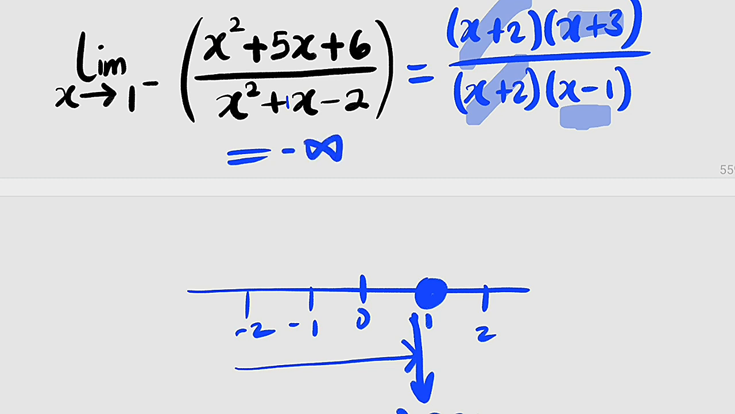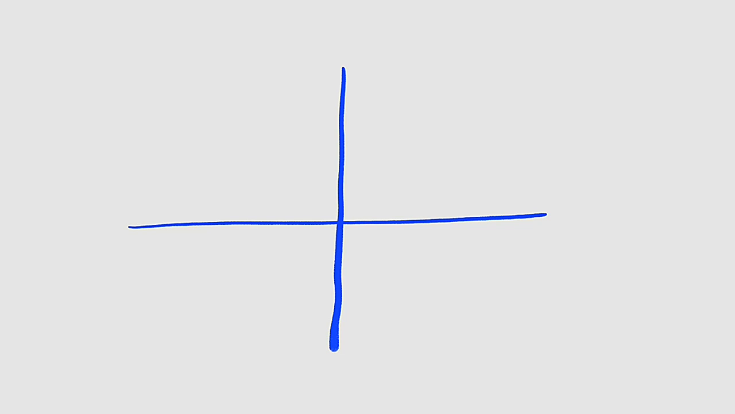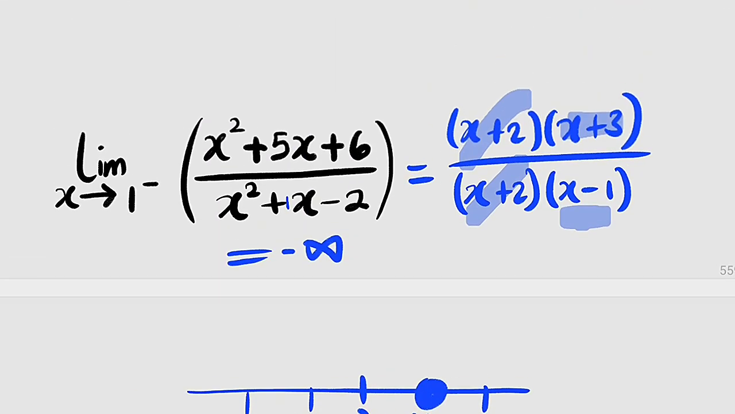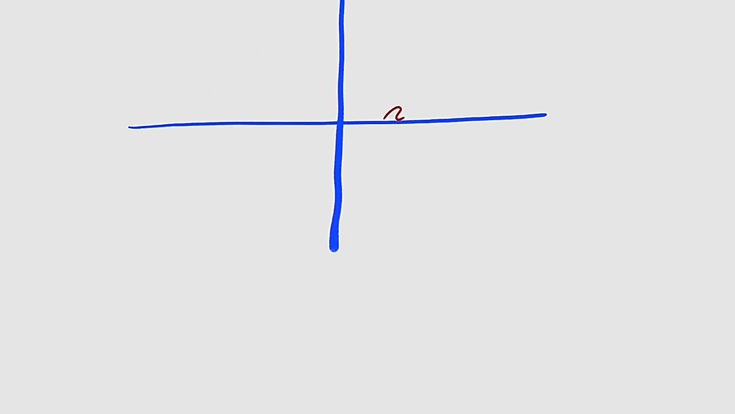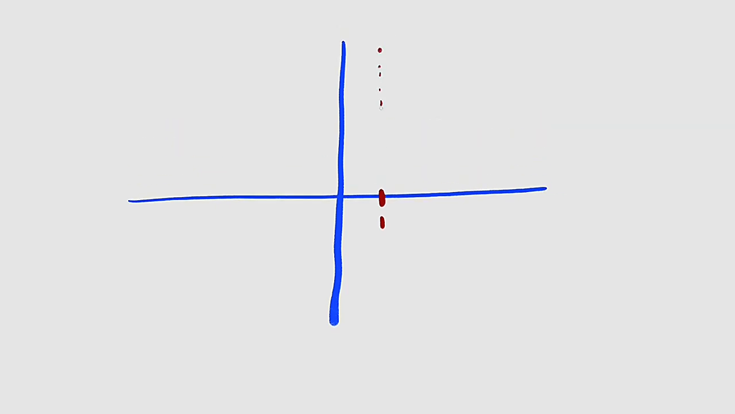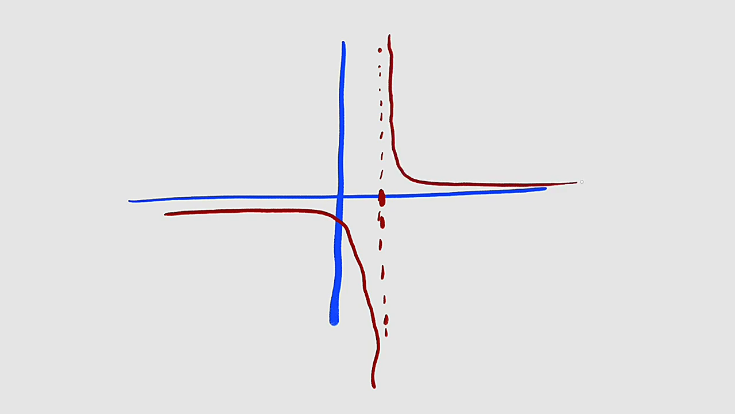Let us graph it and see. Suppose we have our y-axis and our x-axis. You should know that x cannot be equal to 1, right? Because at 1, the whole system is undefined. So we have a vertical asymptote at 1. Something like this, and our graph is going to be something like this and something like this.